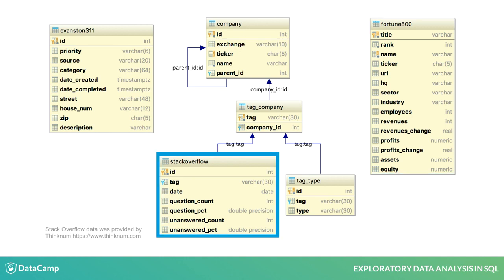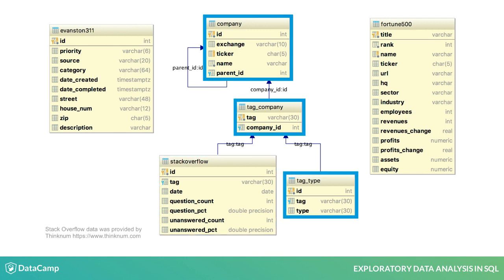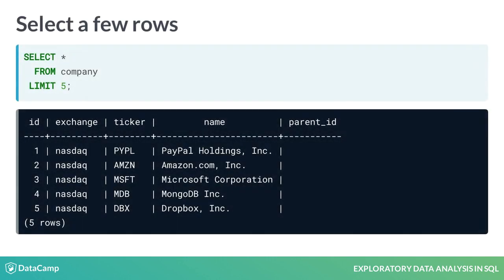Stack Overflow contains data from the popular programming question and answer site. It includes daily counts of the number of questions that were tagged as being related to select technology companies. Company, tag company, and tag type are supporting tables with additional information related to the Stack Overflow data. Once you know the names of the tables in the database, one way to get a sense of what's in a table is to simply select a few rows from it. Here we use the star to select all columns from the company table and use limit to return only 5 rows. Remember that the rows returned from a table are in no particular order by default.